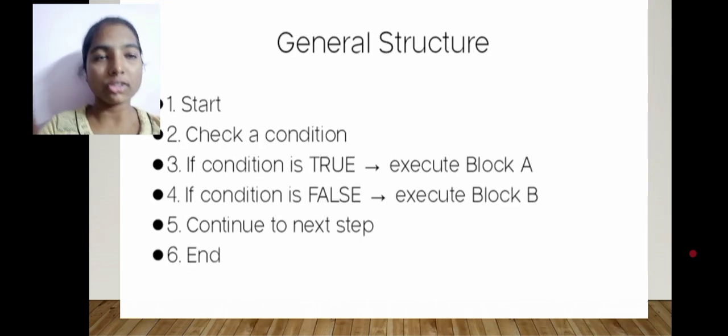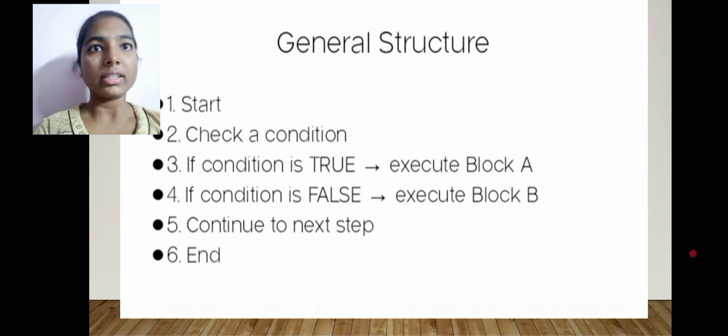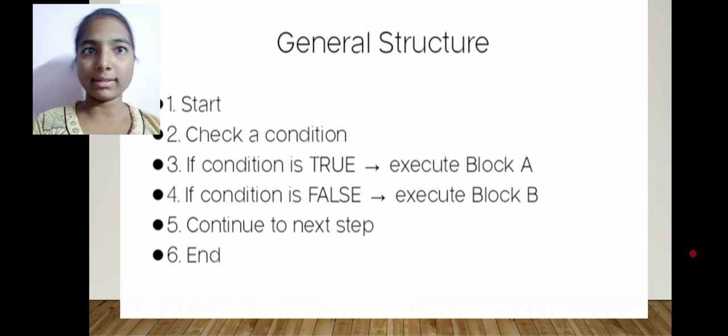General structure. What is the general structure of selection algorithm? First, start. Second, check a condition. Third, if the condition is true, execute block A. If the condition is false, execute block B. Next, continue to the next step. Last, end.